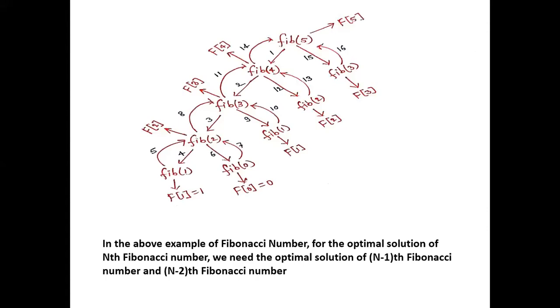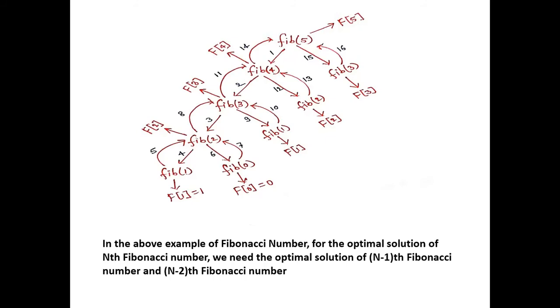As you can see in this diagram, Fibonacci 5 calls Fibonacci 4 and Fibonacci 3. Fibonacci 4 will call Fibonacci 3 and Fibonacci 2. And Fibonacci 3 will call Fibonacci 2 and Fibonacci 1. And Fibonacci 2 will call Fibonacci 1 and Fibonacci 0, and it will return the result. Fibonacci 0 and 1 will return the result to Fibonacci 2. Then Fibonacci 2 will return the result to Fibonacci 3. Fibonacci 3 will get the result from Fibonacci 2 and Fibonacci 1.